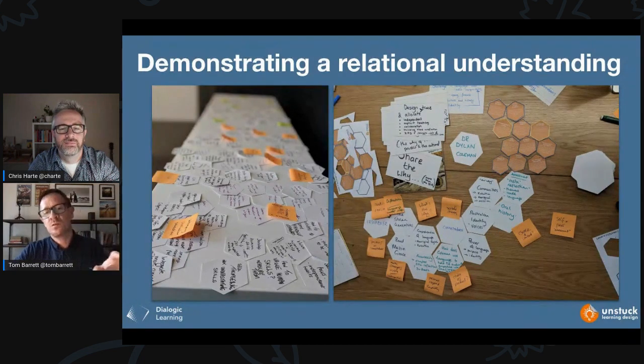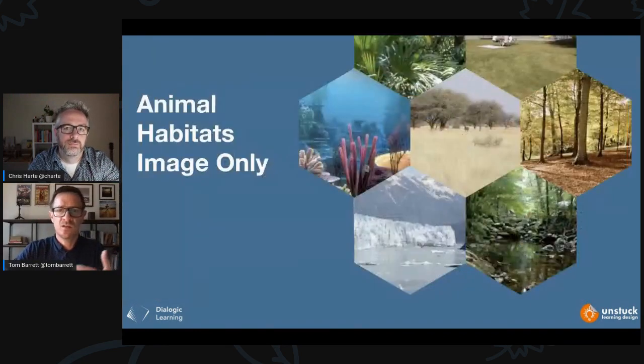And it's not just, you would have noticed the examples so far, written words, and we don't just have to use those. We could use it in lots of different ways. And I particularly like an image-only use of hexagonal thinking.